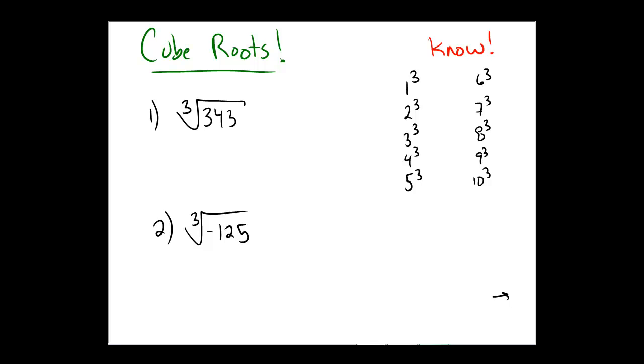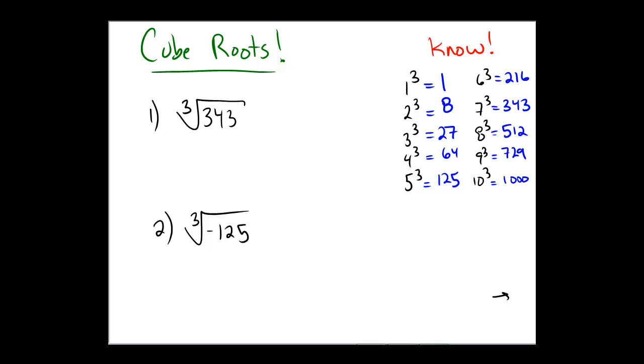In fact, I bet you half of these you'll find kind of easy. 1 cubed is 1 times 1 times 1, that's just 1. 2 cubed is 8. 3 cubed is 27. 4 cubed is 64. 5 cubed is 125. 6 cubed is 216. 7 cubed is 343. 8 cubed is 512. 9 cubed is 729. And 10 cubed is 1,000.